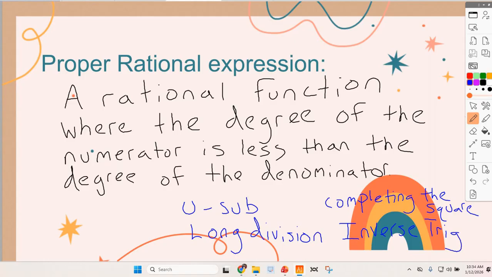Now, if I specifically have a proper rational fraction, do any of those no longer work? Which ones? Long division no longer works, right? Long division only works if my top is bigger than or equal to the bottom. But if I have a proper rational function, the top is smaller than the bottom, so I can't use long division. We agree? Okay, so that at least cuts out one of them.